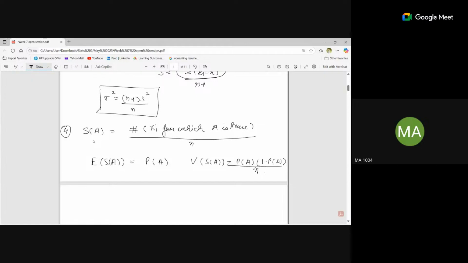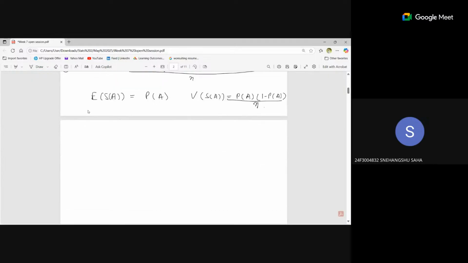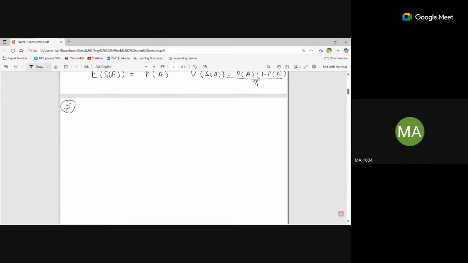Ma'am, I had a doubt, like when to use sigma square as the variance and when to use sigma square by n as the variance. Sigma square is the population variance, and sigma square by n is the variance of the sample mean.